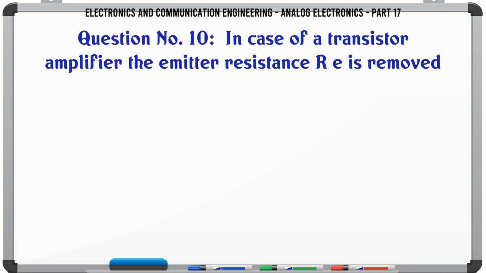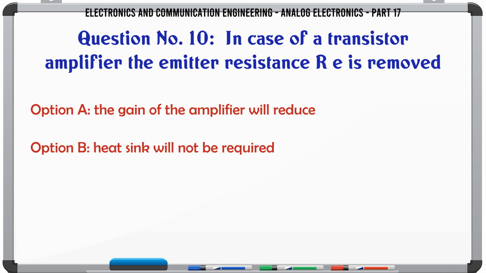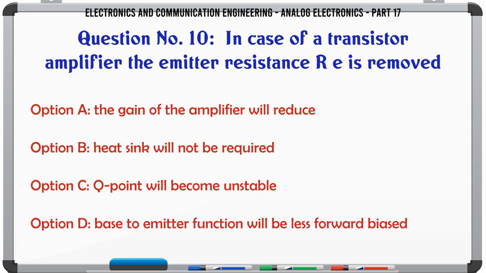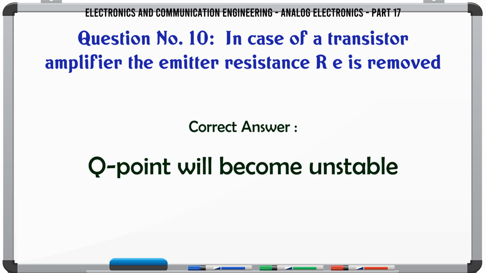In case of a transistor amplifier, if the emitter resistance Re is removed, A. the gain of the amplifier will reduce. B. Heat sink will not be required. C. Q point will become unstable. D. Base to emitter junction will be less forward biased. The correct answer is Q point will become unstable.